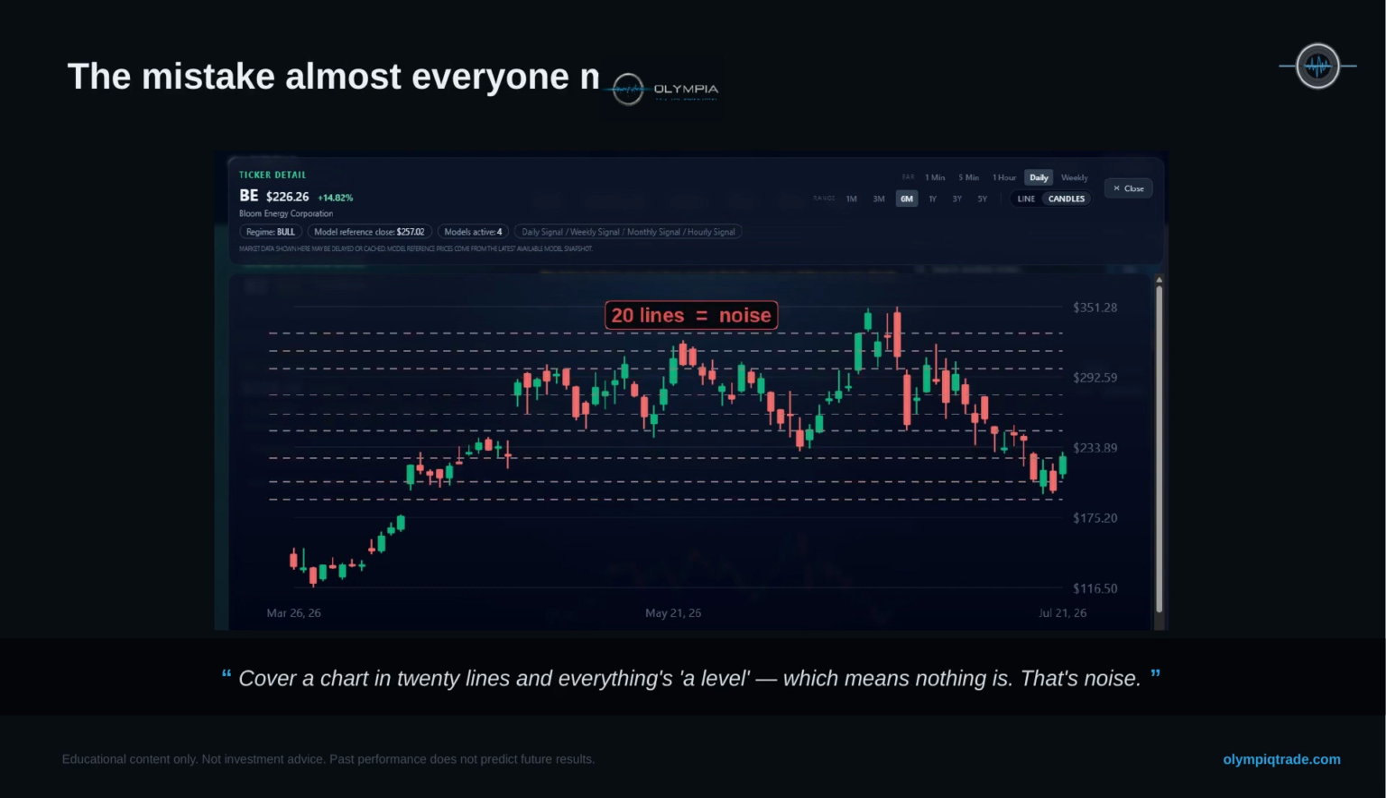A mistake many people make: they go line crazy. 20 lines on the chart until everything is a level. And remember, when you ask for everything, you're really asking for nothing. When everything's a level, nothing looks like a level. This is noise, and you can't trade this.